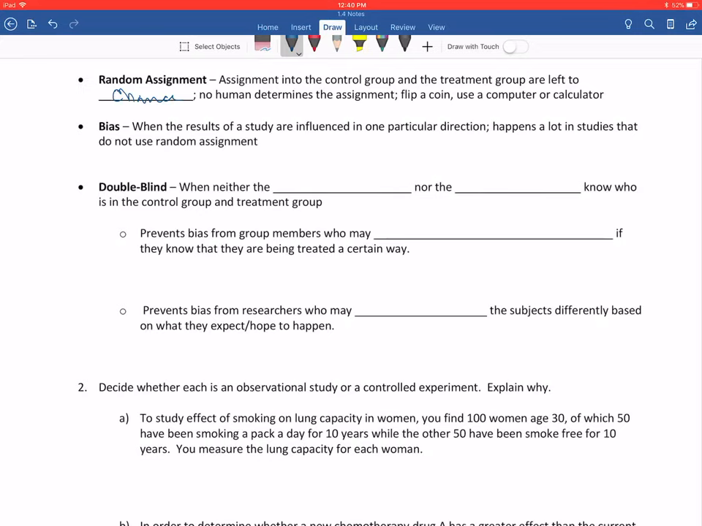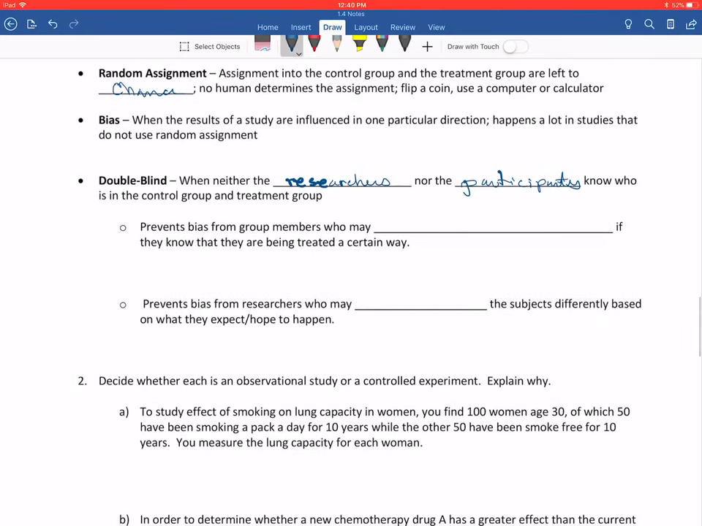Okay, double blind. That's when neither the researchers nor the participants know who is in the control group and who is in the treatment group. We want this because it prevents bias from group members who may act differently if they know that they're being treated a certain way. And it also prevents bias from the researchers who may evaluate the subjects differently based on what they know, what they hope, or they expect to happen.